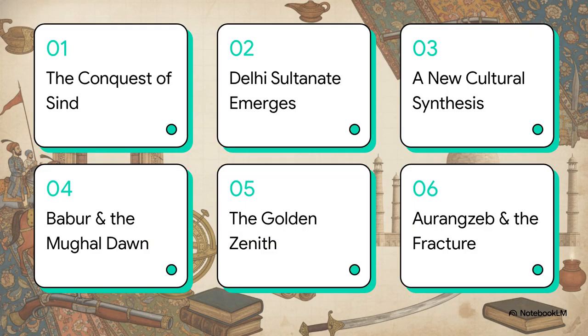We've organized this immense span of history into 6 clear chapters. 1, the conquest of Sindh. 2, the Delhi Sultanate emerges. 3, a new cultural synthesis. 4, Babur and the Mughal dawn. 5, the golden zenith. And finally, 6, Aurangzeb and the fracture.